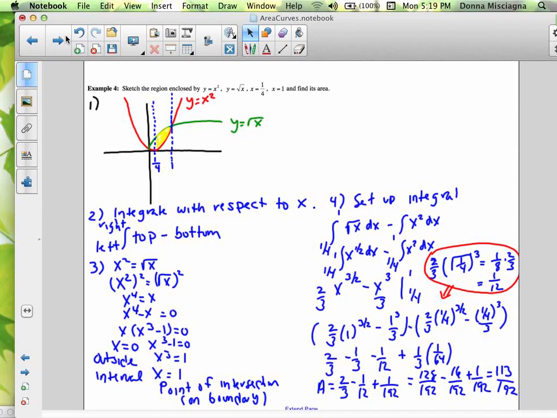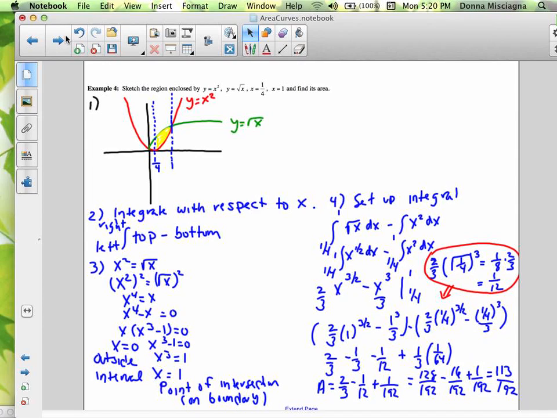So here we're going to integrate with respect to x. It's already solved for y. It works out very nicely to go from top to bottom. So top minus bottom, and then our boundaries are going to be the left boundary and the right boundary. To find those boundaries in step 3, you set the equations equal to one another. So these are the steps that I expect when you're solving these. This would be a perfect example of what you should do.